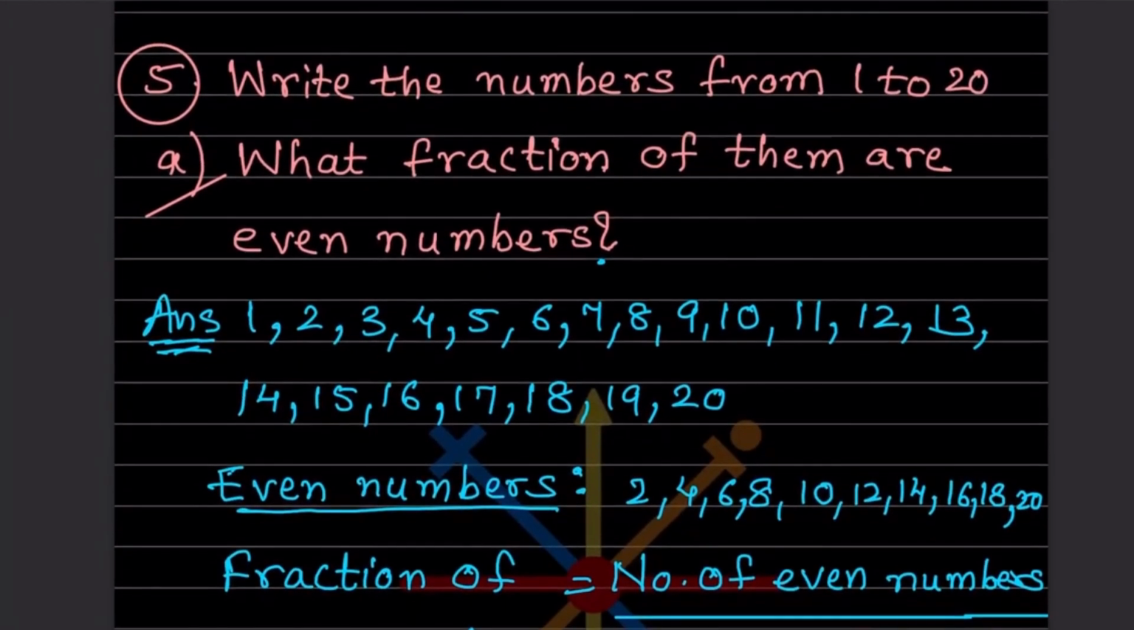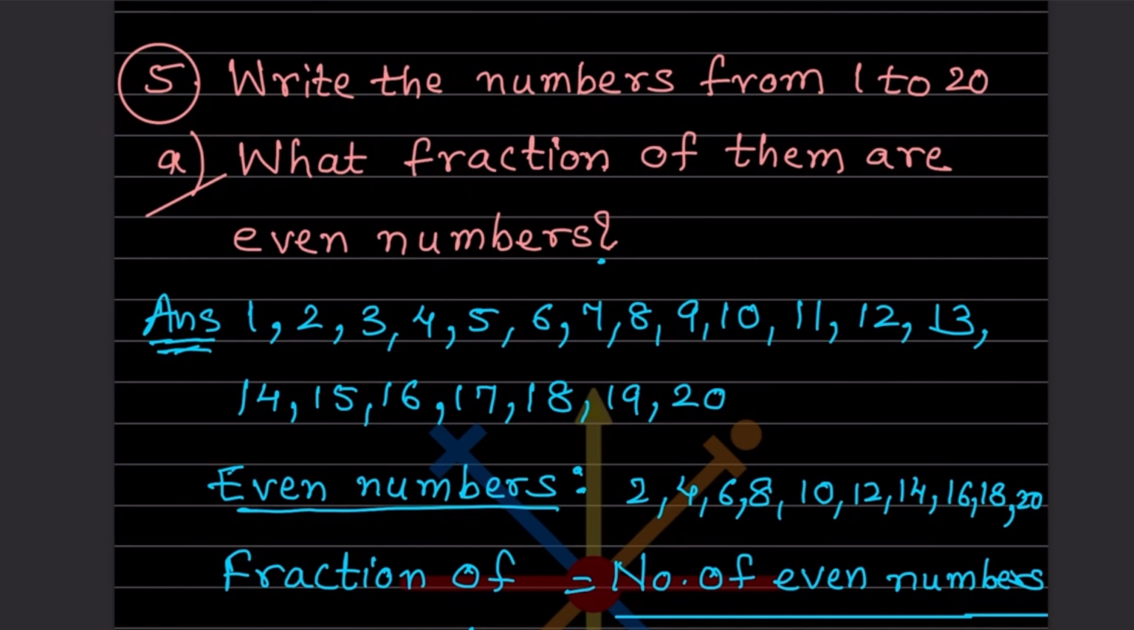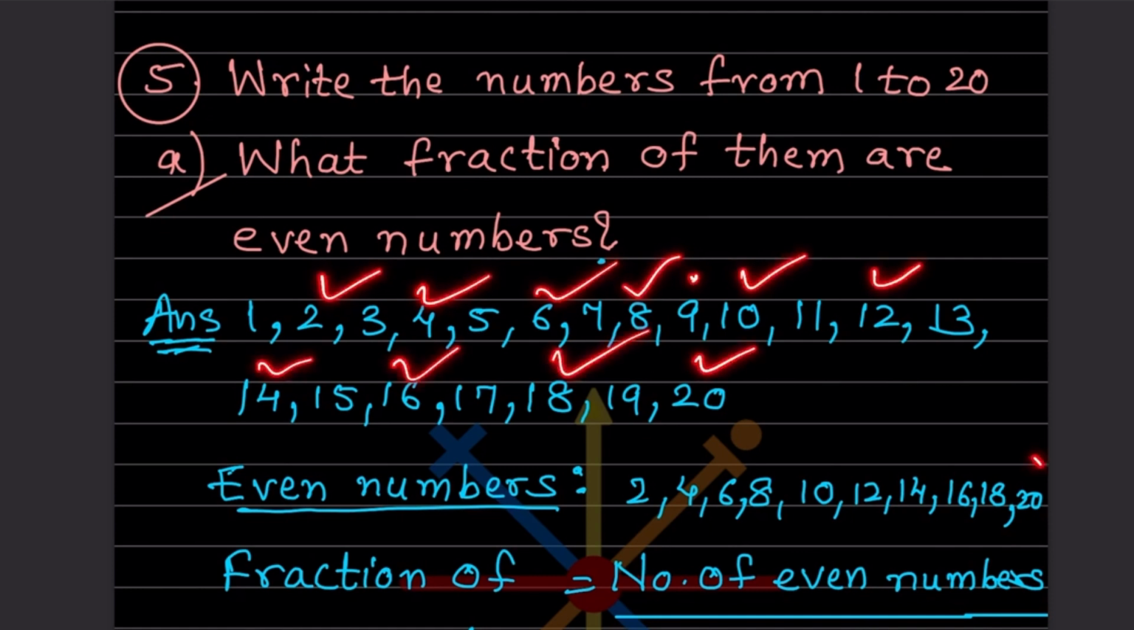Next says that write the numbers from 1 to 20, and write what fraction of them are even numbers. So first thing, what are we going to do? We are going to write the numbers from 1 to 20. So we have written the numbers over here from 1 to 20. After that, we are going to see the even numbers. So even numbers are which ones? Those which are divisible by 2. So out of this, 2, 4, 6, 8, 10, 12, 14, 16, 18 and 20. This is what I wrote over here.